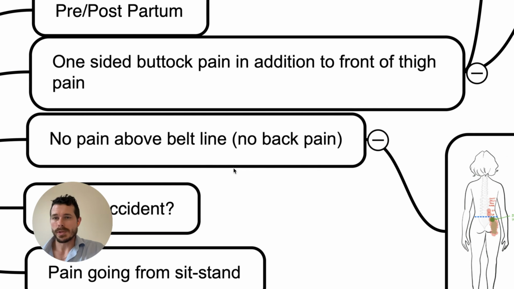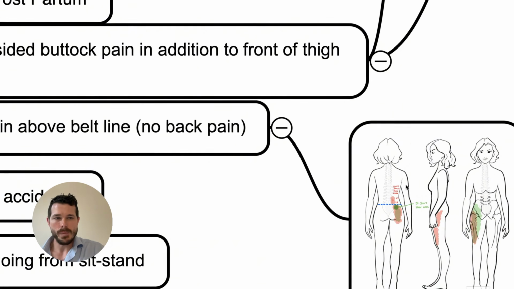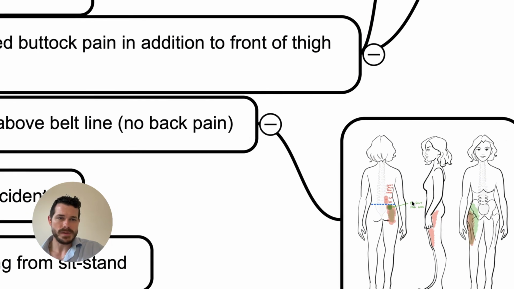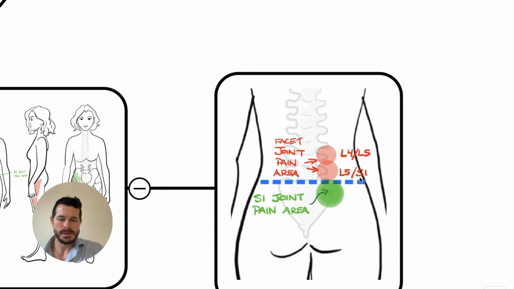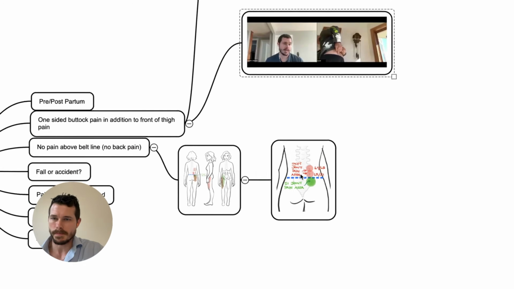As we mentioned or alluded to earlier, there is no pain above the belt line, no back pain. That's where you start to get into more facet joint problems. So you can see here, facet joint stuff. Yeah, maybe you have some stuff in the front of the thigh, but SI joint problems do not refer above the belt line or are not well known to.